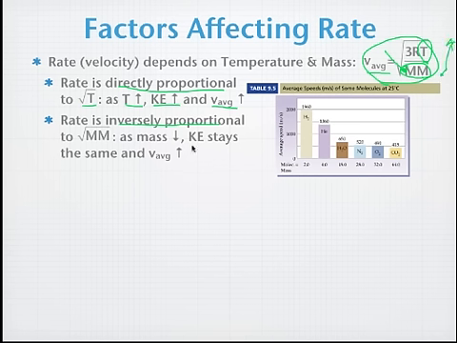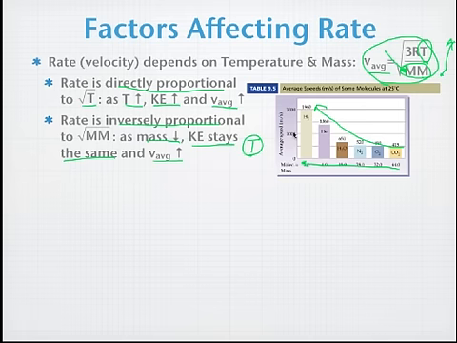Now, we're assuming here that the kinetic energy stays the same. And remember, what does that mean? Kinetic energy staying the same means that the temperature is being held constant. So if we're going to compare the masses of gases and their rates, we have to keep temperature constant. So as the mass goes down, the average velocity goes up. The opposite is true: as the mass goes up, the average velocity goes down.